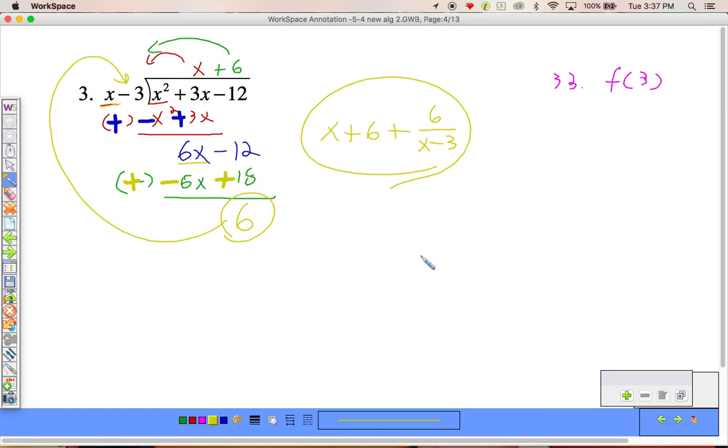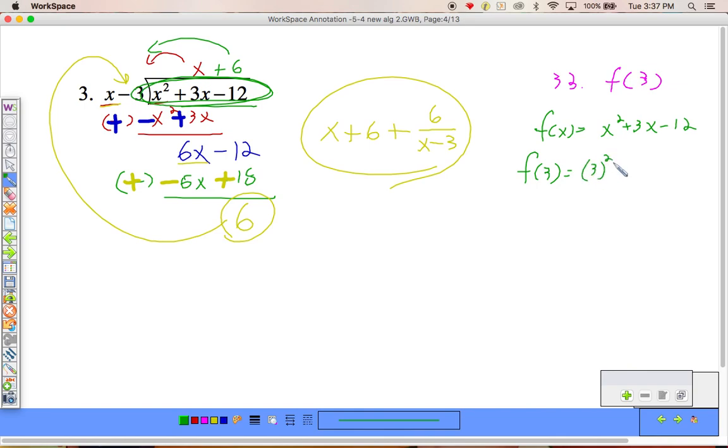All right, the next video will have one more before it goes into the rest of it. All right, now coming over to the side, f of x is x squared plus 3x minus 12. I want f of 3. So we're going to plug 3 into that function and see what we get as an answer. And we get an answer of 6. Don't worry about why, don't worry about how. It'll come into play here in a little bit.